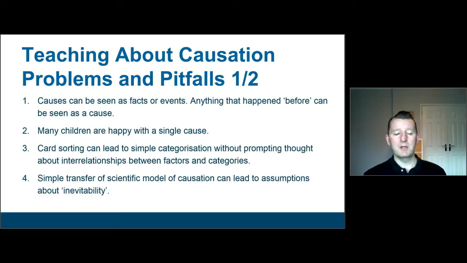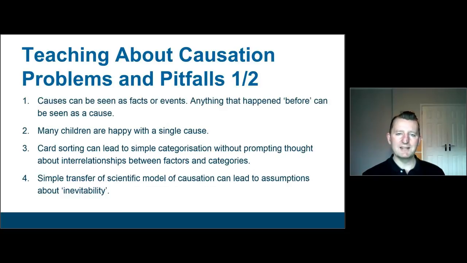And then the next pitfall to think about is that we want to warn children against just a simplistic transfer of the scientific model of causation, because in history that tips over into a fairly naive notion of things being inevitable. It is inevitable that in normal laboratory conditions in a school, if we put a Bunsen burner under water, it will boil at 100 degrees. That is inevitable. The heat causes the water to boil and release vapor into the air.